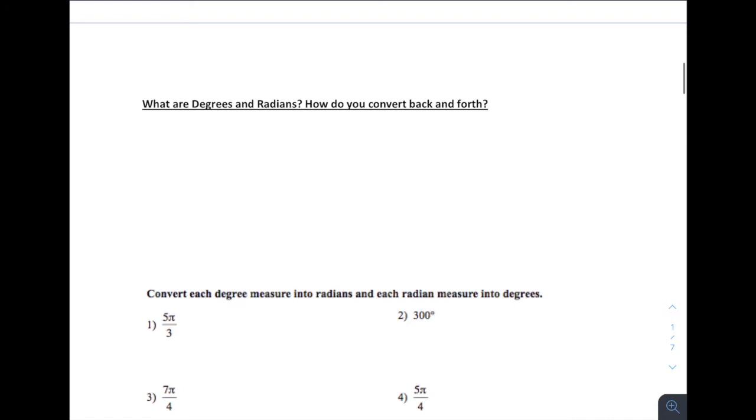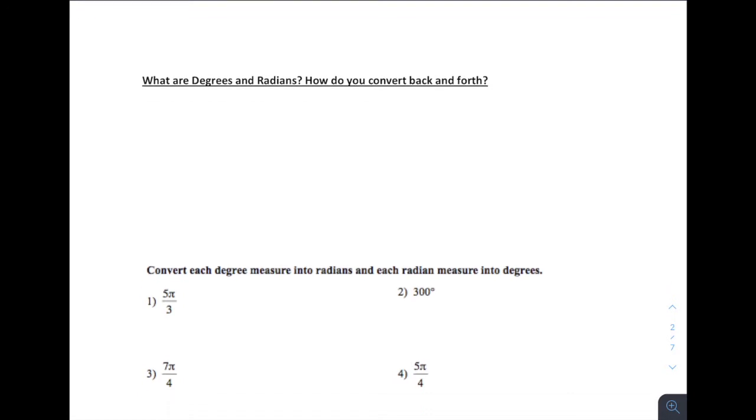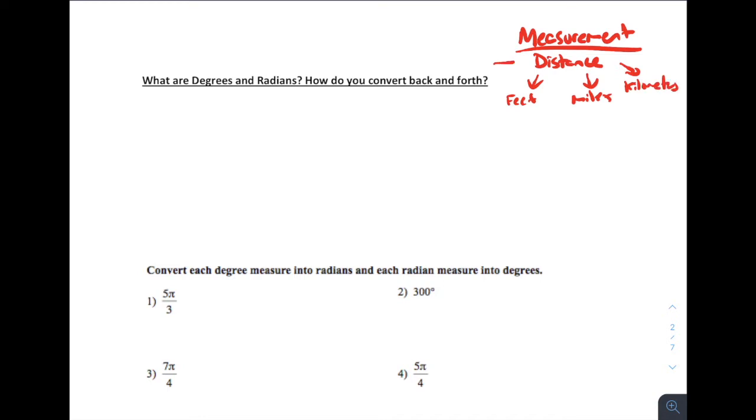Let's talk about degrees and radians. So what are degrees and radians, and how do you convert back and forth? We know just from general real life, or if we think about physics, that there are different ways of measuring things, right? If we're talking about measurement, a very common thing that we measure maybe is distance. And we know that there's a bunch of different ways we could do that. We could do feet, we could do miles, we could do kilometers, I could do inches. There's all sorts of things that you could use in order to measure distance. But each of these things are different ways of measuring distance.